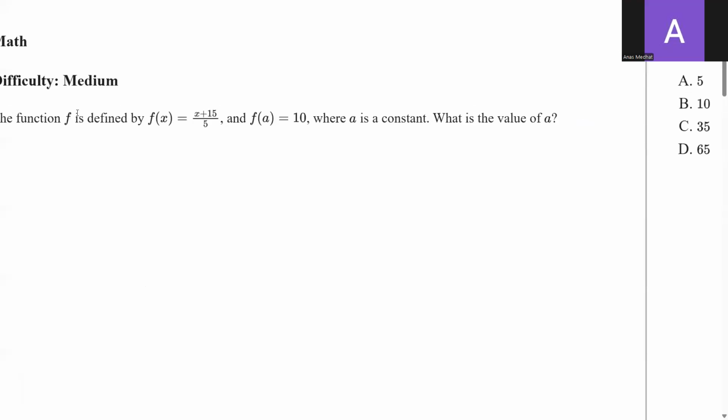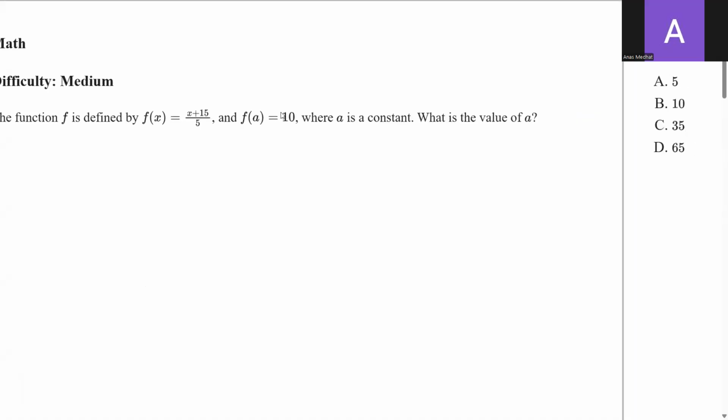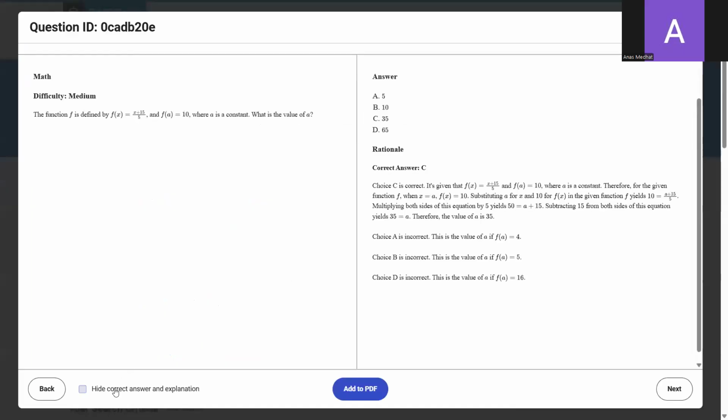Okay, the function f is defined, and f of a is equal to 10. What is the value of a? All you have to do is substitute and solve. Let's solve. So it gives us 10a plus 15 over 5. Solve for a. 50 equals a plus 15. So a equals 35. Answer is C.